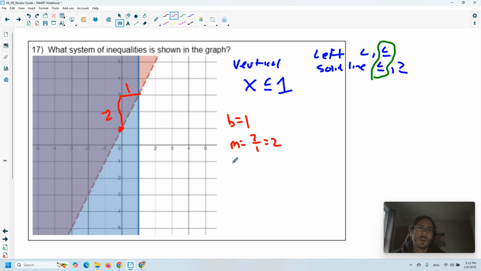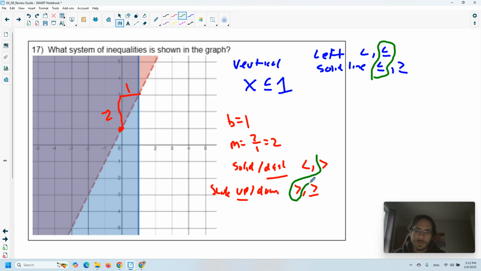We have to answer our 2 questions. Is it solid or dashed? Well, it's dashed. So it's going to be less than or greater than. Then we have to answer, are we shading up or down? So here we're above the red line, so we're shading up. So that means it's a greater than or equal to. And again, the one that's the same in both is going to be that one.